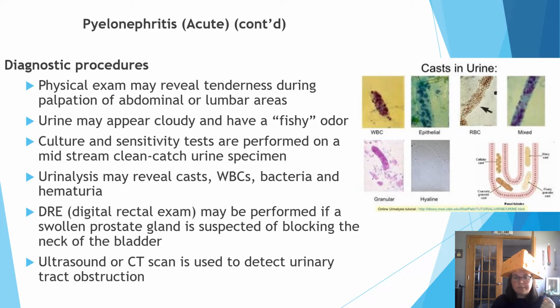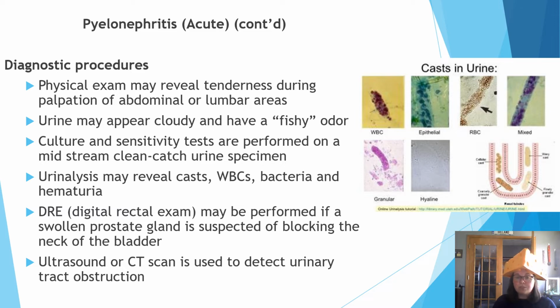A physical exam may reveal tenderness during palpation of the abdominal or lumbar areas. Urine may appear cloudy or have a fishy odor to it. A culture and sensitivity test would be performed on a midstream clean catch urine sample. A urinalysis may reveal urine casts, white blood cells, bacteria, and hematuria. This image to the right is a chart of several types of urine casts. All help point to potential issues, diseases, or disorders. A normal urine should be void of any casts.